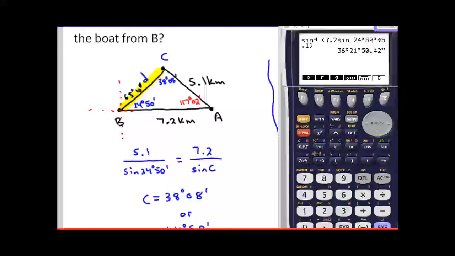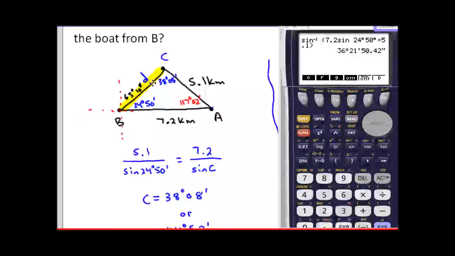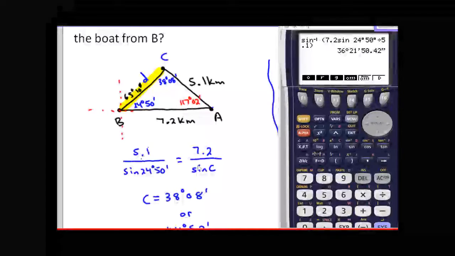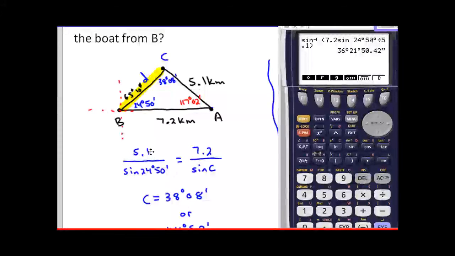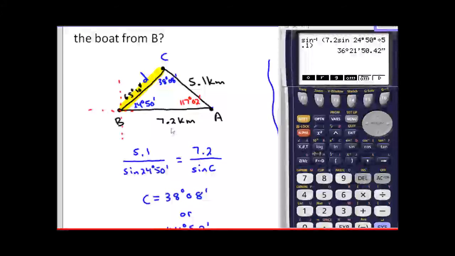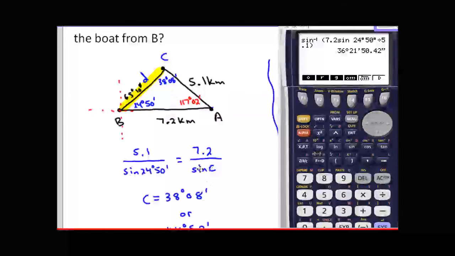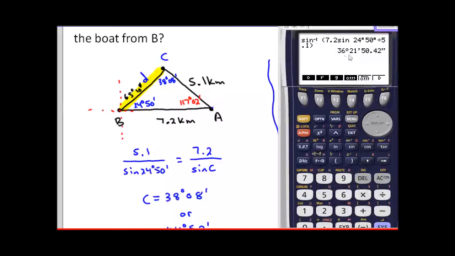All right, you guys, here's a careless mistake I think I caught. So I was going through here. When I did this right here to find angle C, when I did 5.1 over the sine of 24 degrees, 50 minutes, it's going to equal 7.2 over the sine of C. I think I should have got 36 degrees, 22 minutes, not 38.08.